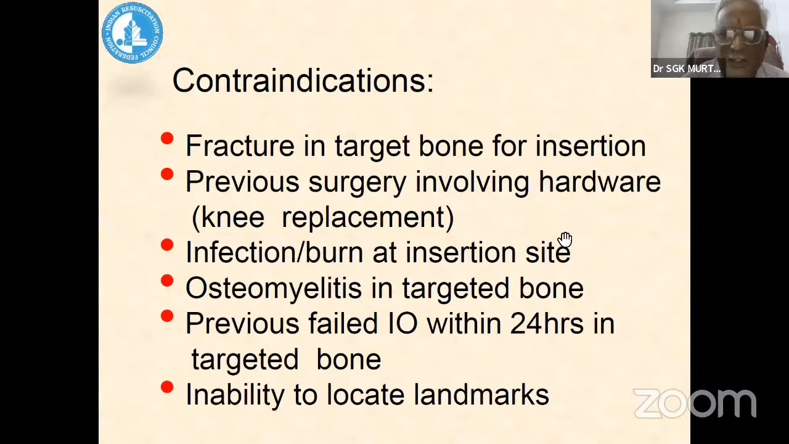Contraindications for this intraosseous line: whenever there is a fracture in that particular bone, we are not supposed to introduce an intraosseous line. Previous surgery in that area also, we are not supposed to select that area for an intraosseous line. If there is infection, skin infection or bone infection or burns, we should not select that area. And if the patient already has osteomyelitis of that bone, we should not select that area.